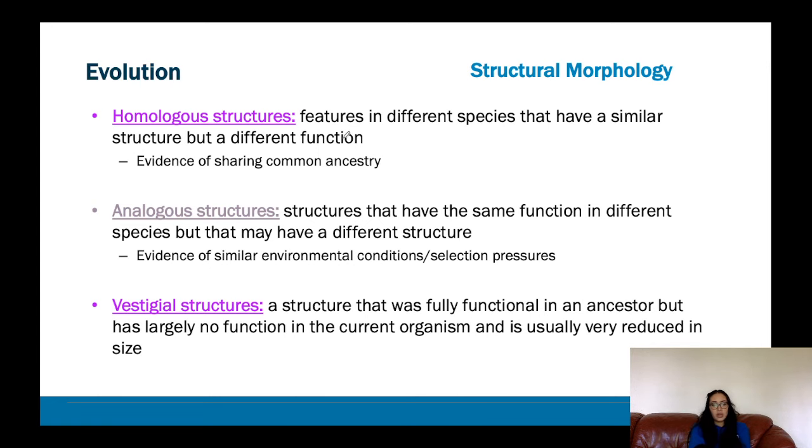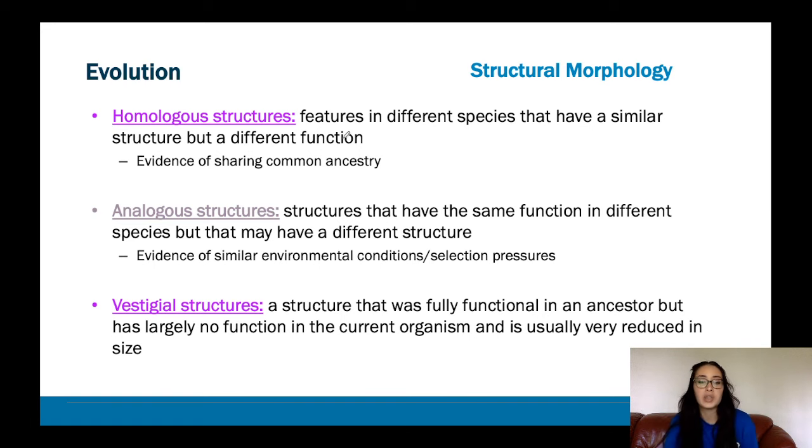Okay, structural morphology real quick. Homologous structures are similar structure, different function. Like, I've got an arm, a bird has a wing, a dog has a paw. It's kind of similar structure, but we use them for different ways. Like, I use it to grab things, dogs use it to walk, birds use it to fly.